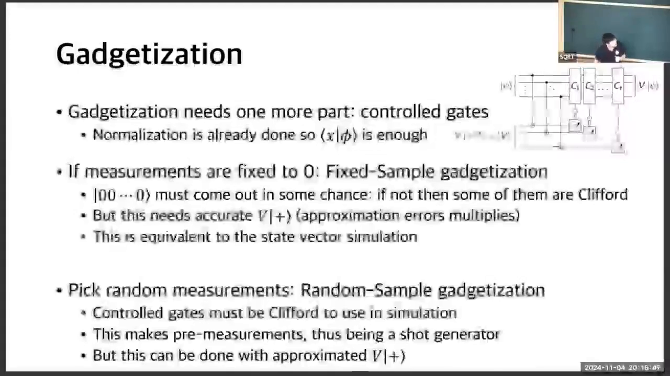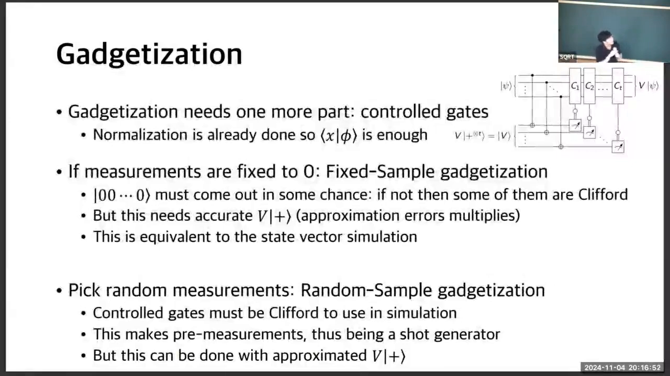And the gadgetization also has 2 different ways to simulate here. When we do state injection, we need to adjust, like the post-processing would be needed. The C1 to CT would be the one. And if we can simulate through the gates such that we can ensure that there are just 0 for all of the measurements, then we can just ignore the C1 to CT.